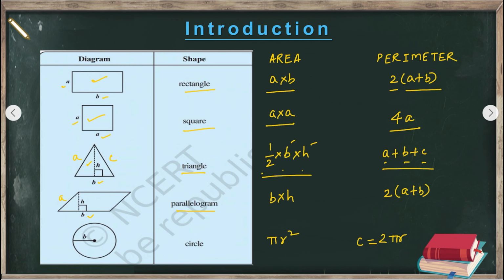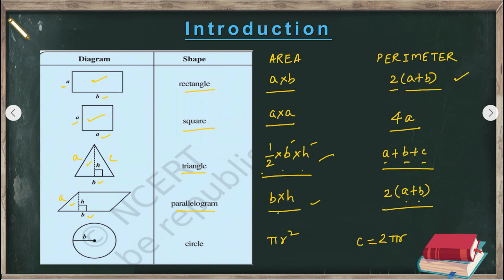Again, B is representing the base side of the parallelogram, and H is representing the height of the parallelogram. So the area of a parallelogram is given as base into height. The difference between the area of a parallelogram and a triangle is that the parallelogram is B into H, base into height, while the area of a triangle is half of B into H. And the perimeter of the parallelogram is again twice of A plus B, which is similar to the perimeter of a rectangle.